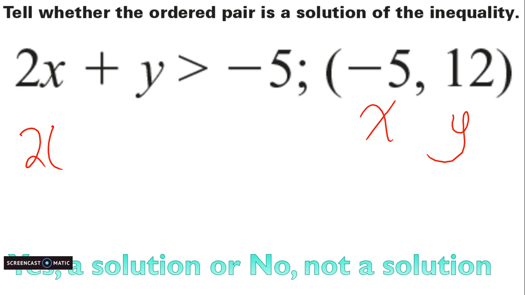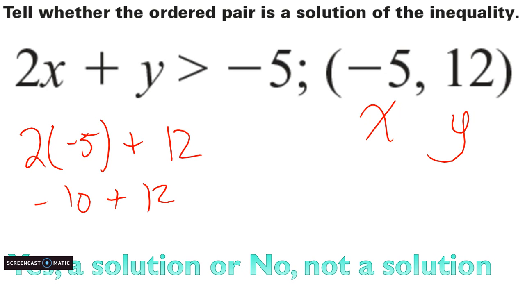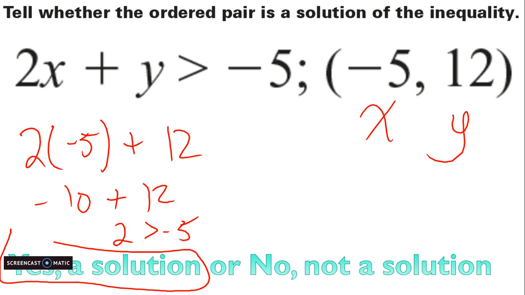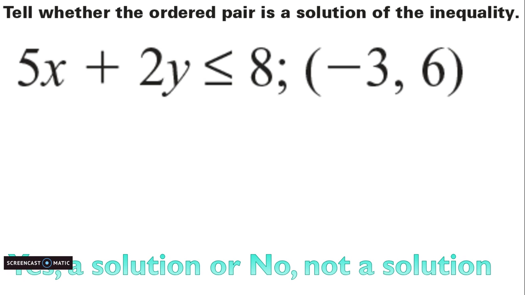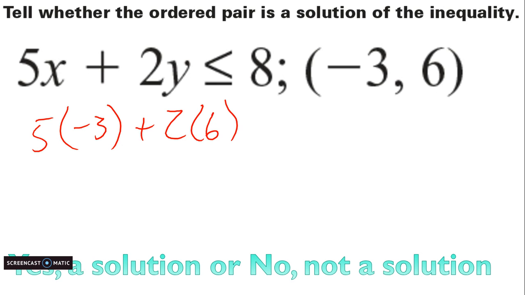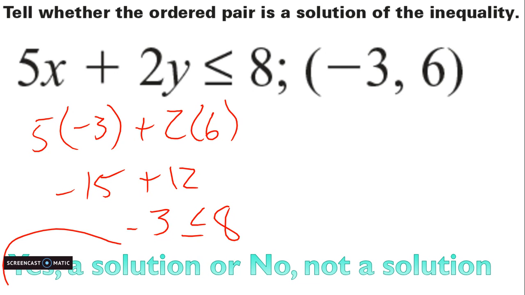So we've got 2 times negative 5 plus 12. So that's negative 10 plus 12. So we have to decide, is 2 greater than negative 5? Well, yeah, 2 is greater than negative 5, and so we'll say yes, that is a solution. Let's do one more here. So if we did 5 times negative 3 plus 2 times 6, that gives us negative 15 plus 12, which is negative 3. Since negative 3 is less than or equal to 8, it's a true statement, and we say yes, it is a solution.